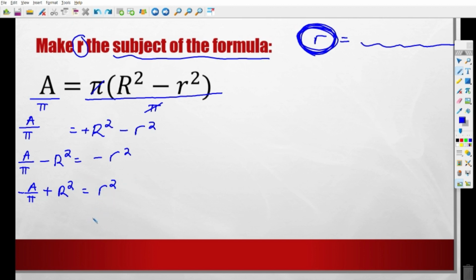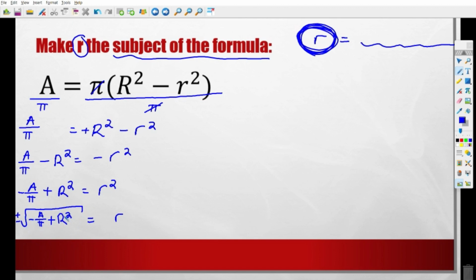Okay, so if I square root both sides, I'm going to get r squared. Sorry, it's just r, sorry. The square's going to cancel, so I'm just going to have r. Okay, and when I put the square root on this side, I'm going to have a plus minus there in the front. I'll explain why. Minus a over pi plus r squared. Okay, and that is my final answer.